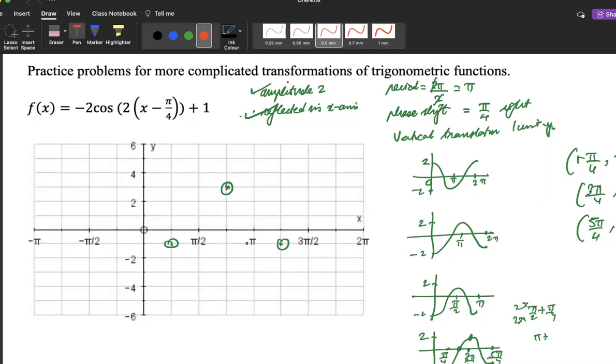Then you repeat this. So this is how much? 1, 2, 3. And so on. Between this and this there's 1, 2, 3, 4.